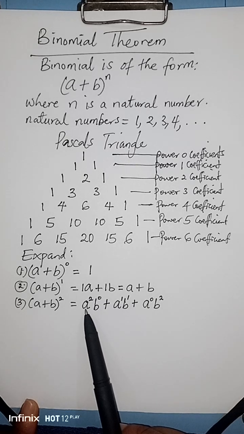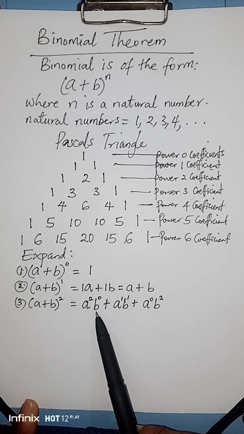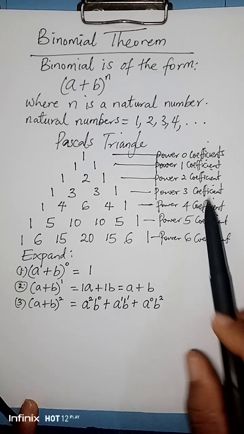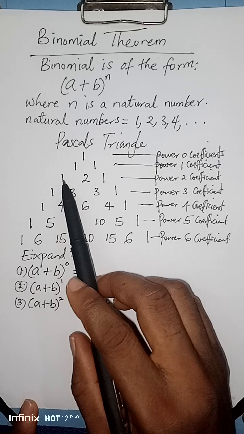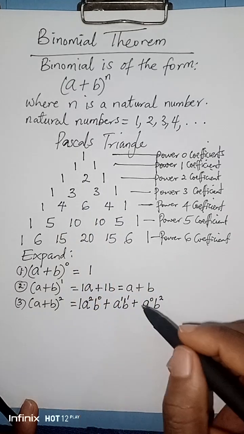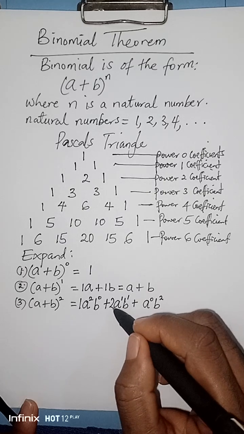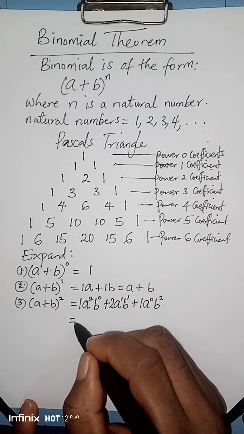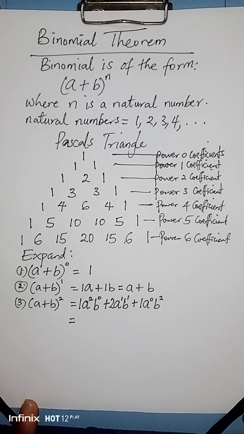So for the first letter, you begin with the power. For the second letter, you end with the power, the same power. At this point, you can now put in their coefficient. So when it is power 2, these are their coefficients, 1, 2, 1. So the coefficient here will be 1, the coefficient here will be 2, the coefficient here will be 1. But remember, we don't write it, so we'll have to simplify further to get a better result.